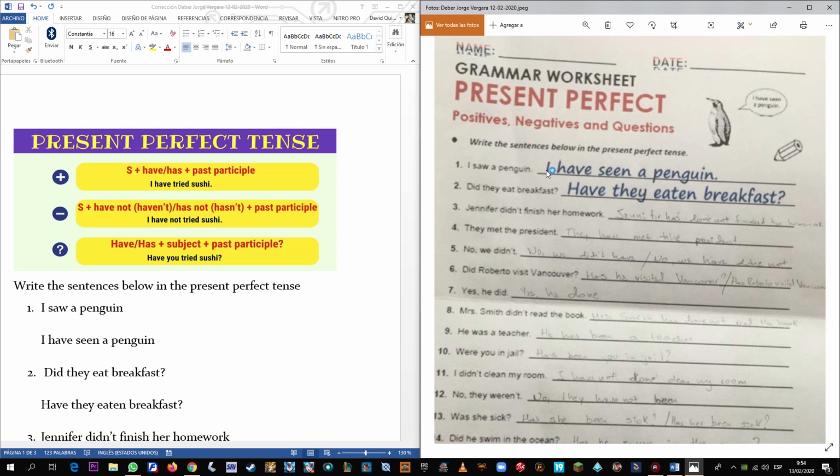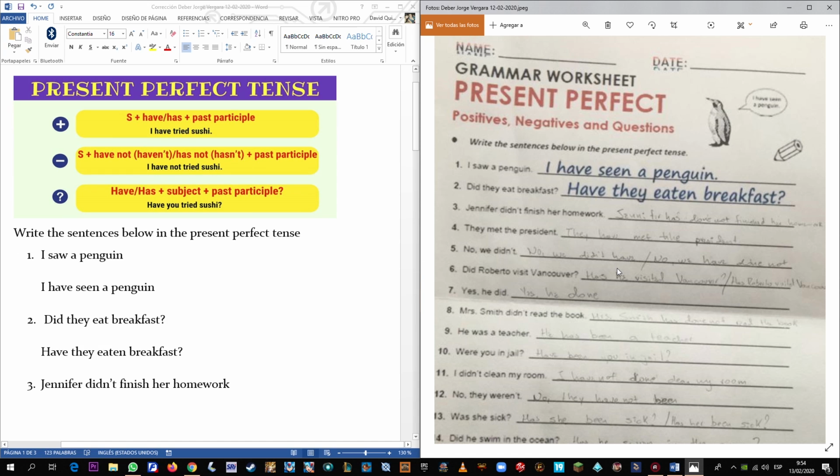Let's take a look at the second sentence, that in this case is a question. Let's read it. It says, did they eat breakfast? And if we want to transform this question into a present perfect question, we have to first write the auxiliary verb, then the subject, then the verb in past participle, and at the end the complement with the corresponding question mark, as we can see on the left side.